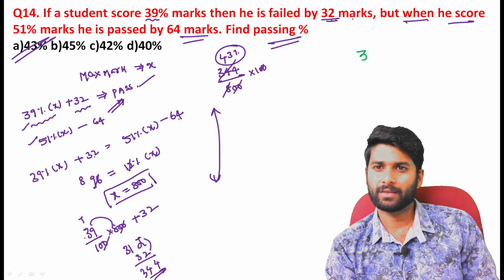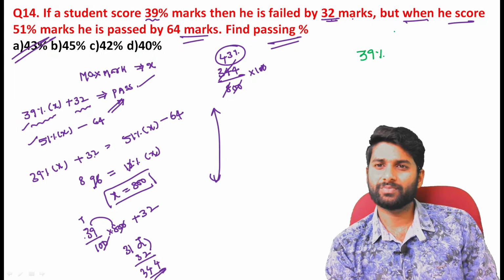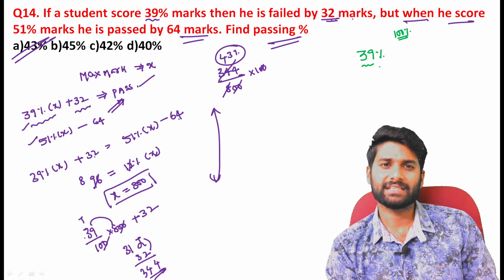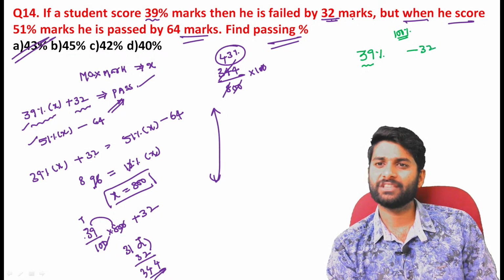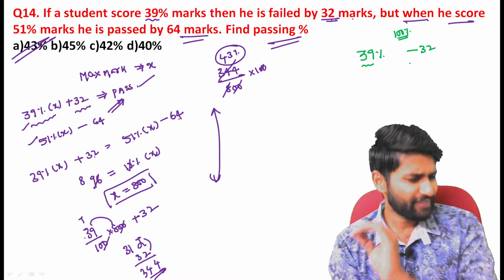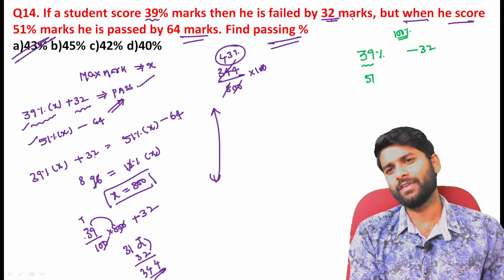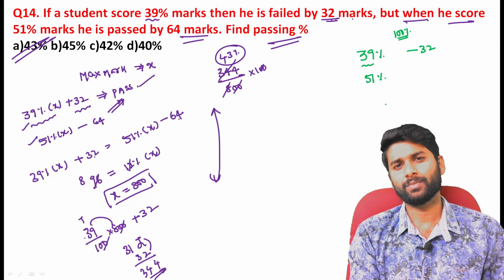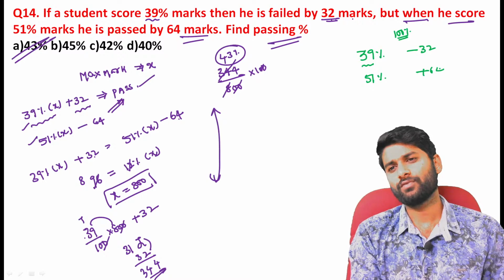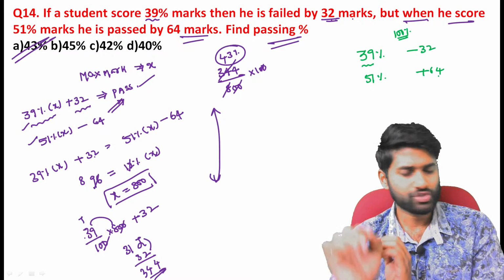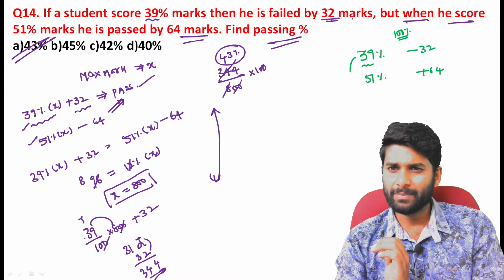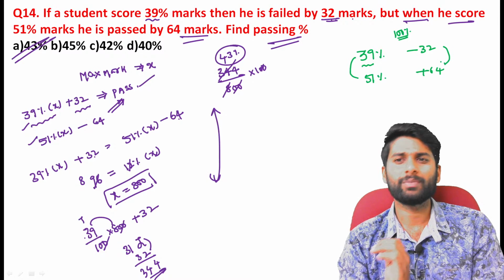Now see, I just assume the total score is equal to 100%. Now if a person gets 39%, he failed by 32. Failed means that is a minus 32. But if he scores 51 percentage, he passed by 64. Now what is your observation in the entire question? Here 39 becomes 51 because the negative value becomes a positive.